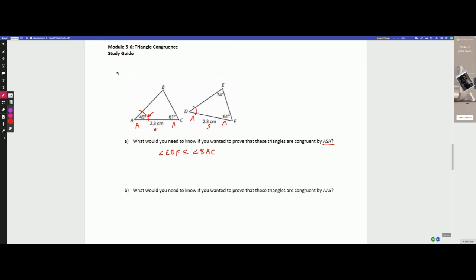All right, part B, what do you need to know if you want to prove these triangles are congruent by angle, angle, side? So let me erase all my little work here. If you already wrote this out, just use a different color. That way you're not tripping over the idea here.